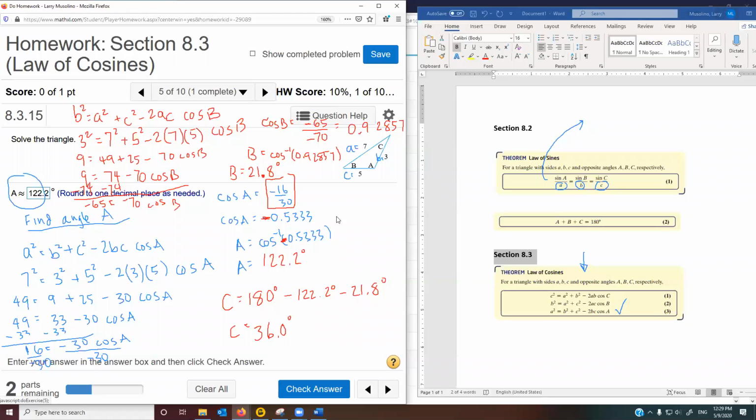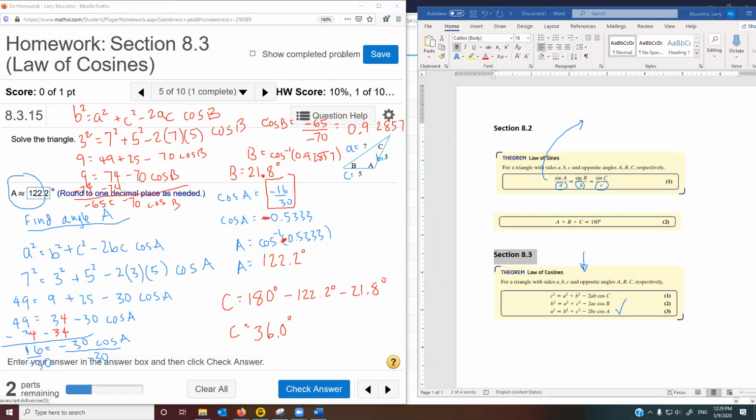Whoops, I see a typo. Let me fix this. I made a very small arithmetic mistake. So let me go back and fix this here. 9 plus 25 down here should be 34. So let me fix all of this. So this should have been a 34. My apologies. So then I'm subtracting 34 from both sides.